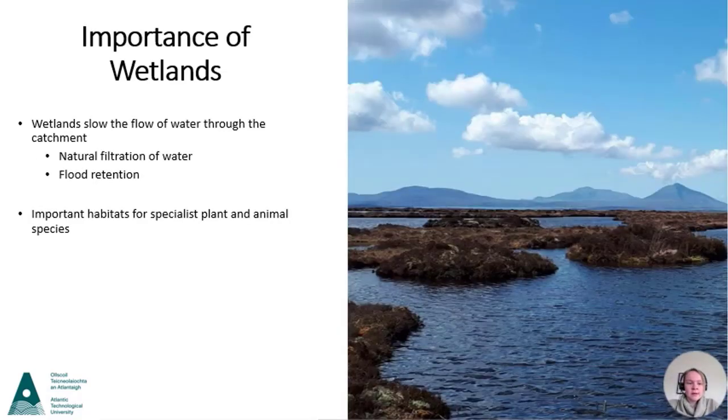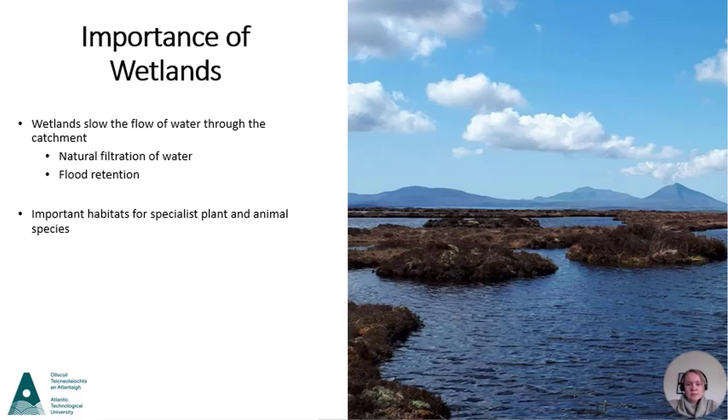So wetlands are really important features of the catchment. They slow the flow of water through the catchment, which has a number of benefits. So it allows for pollutants and sediments to settle out of the water before they reach a lake or a stream network. It means they can filter out and consume excess nutrients in the catchment before they enter watercourses. And in general, the higher proportion of wetlands you have in the catchment, the better the water quality.